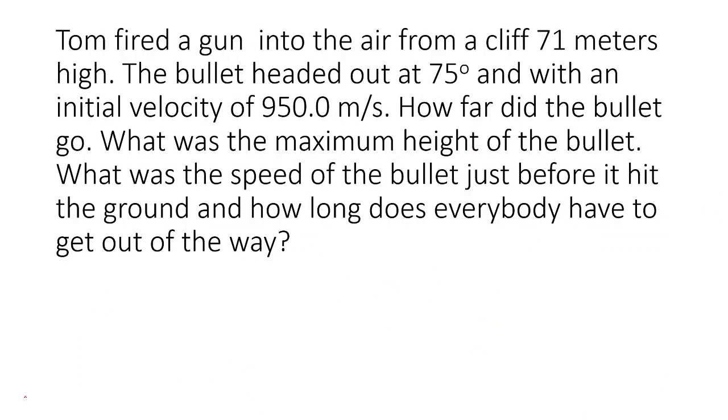Tom fired a gun into the air from a cliff of 71 meters. The bullet headed out at 75 degrees and with an initial velocity of 950 meters per second. How far did the bullet go, and what was the maximum height of the bullet? What was the speed of the bullet just before it hit the ground? And how long does everybody have to get out of the way?